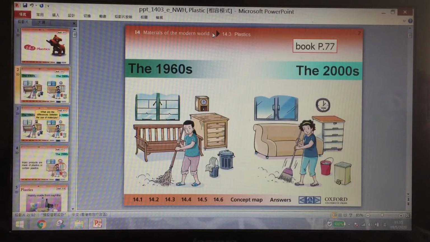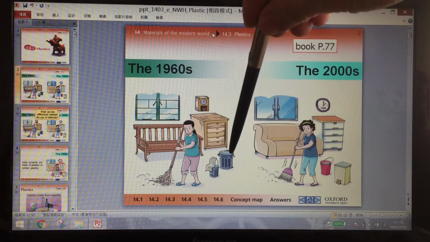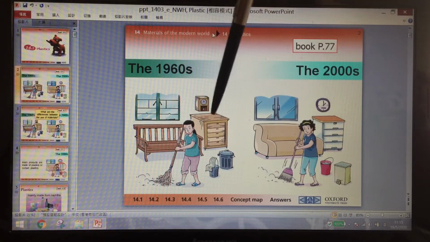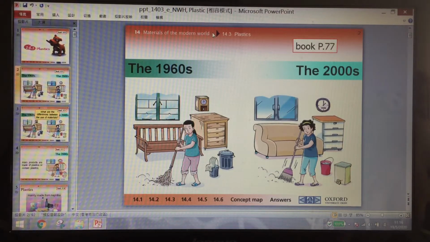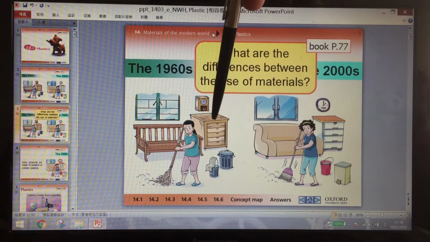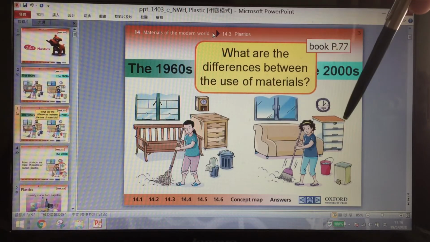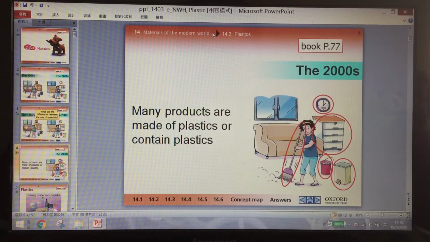You can see in this picture, in the old days, we used wood, metal, maybe iron to make many products. But now we use plastic to make the products. So you can see the difference: wood, iron, metal, plastic. You can see many products are made of plastics.